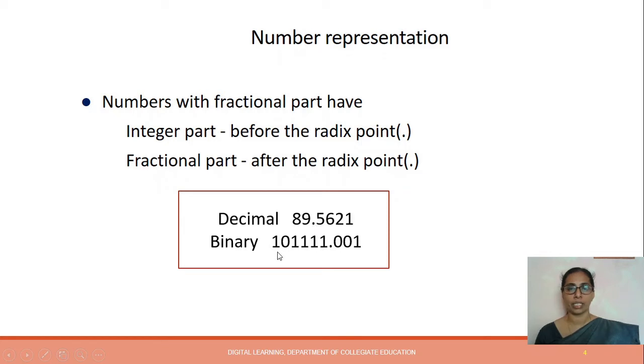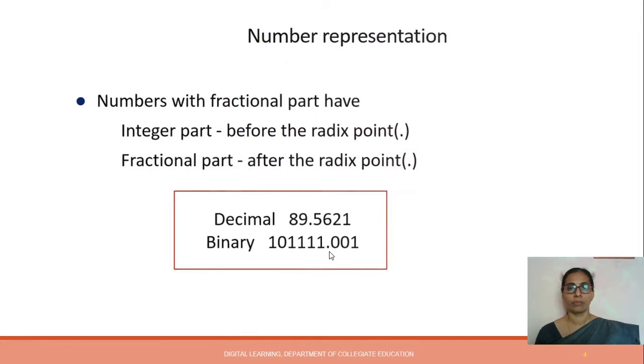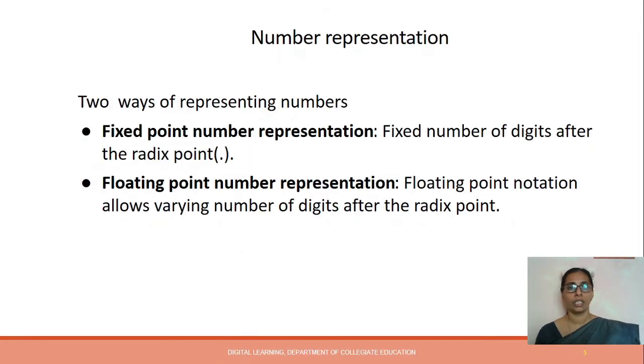In a binary number example, 101111.001, 101111 is the integer part and 001 is the fractional part. In between there is a point, the radix point, known as the binary point. There are two ways of representing numbers with fractional part: fixed point representation and floating point representation.